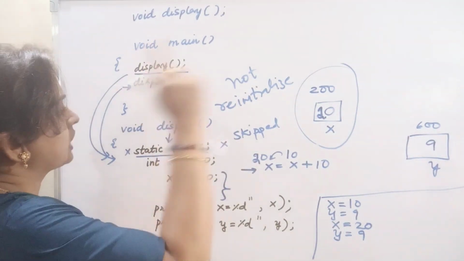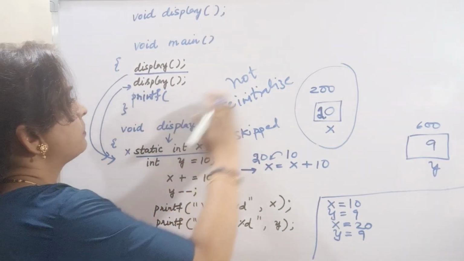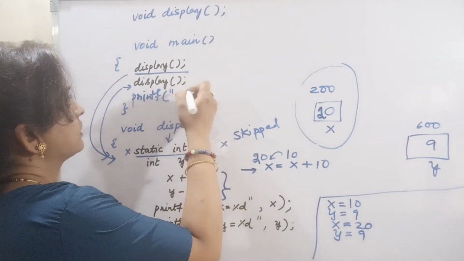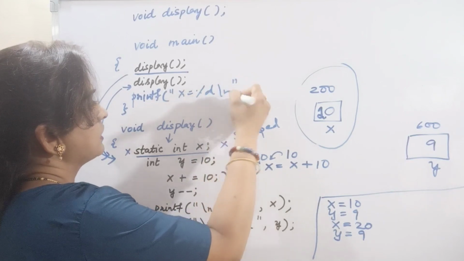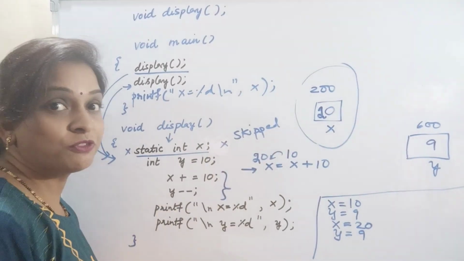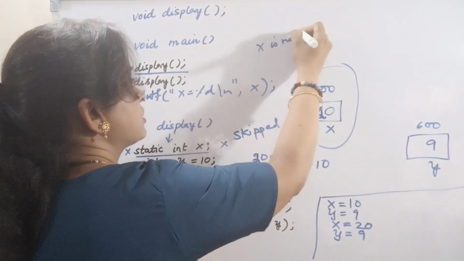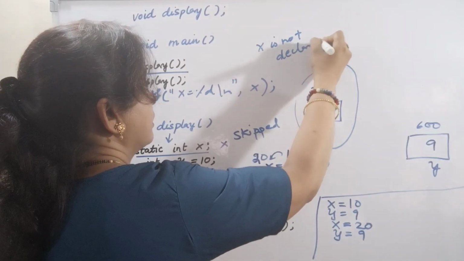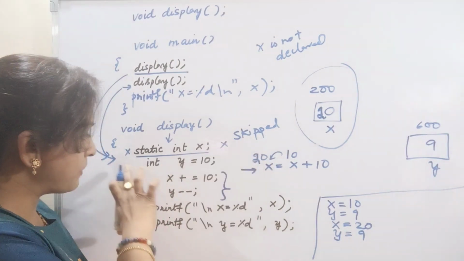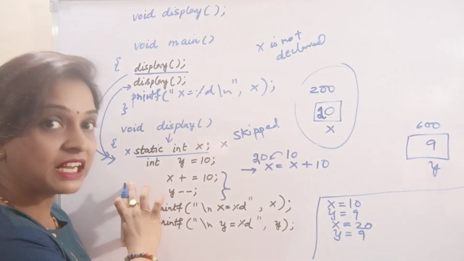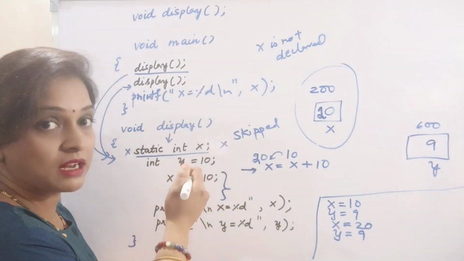So once again I'll get back. Now what I'll do, I'll simply say printf, print the value of x. I say x equal to %d, then print the value of x. What will be the output for this? You get an error message saying that x is not declared. Now I think you're understanding the scope. The scope of x is only within this block where it has been declared. I can only access this x in this block, not here, because x is not declared there.